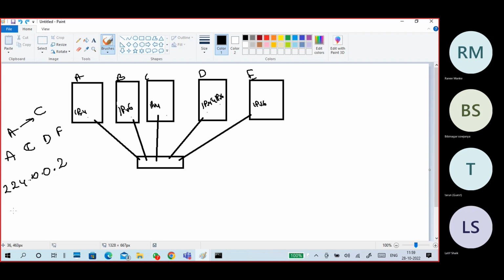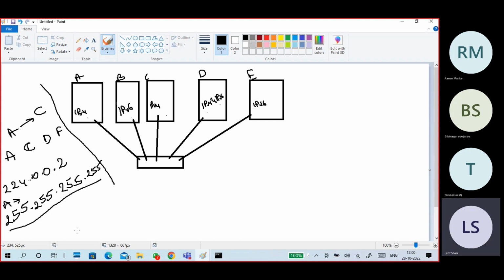Next is broadcast. Generally, two types of broadcast addresses are there. I am writing the universal broadcast address. In IPv4, this is the broadcast address. It means A sends a packet to this address. Who will get it? B, C, D, E, everyone connected to the network. A sends a packet with this IP address and it is received by B, C, D, E, those who are connected to the network.